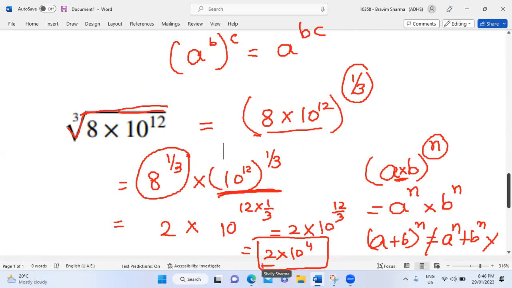a is 2, which is between 1 and 10. 10 here is given, and here is the exponent value 4.